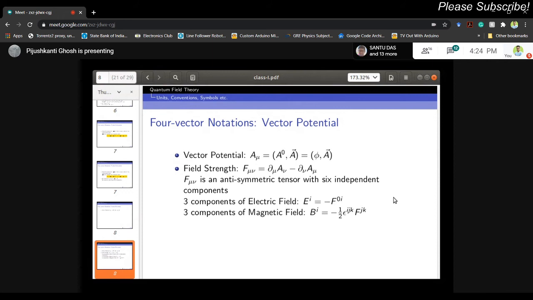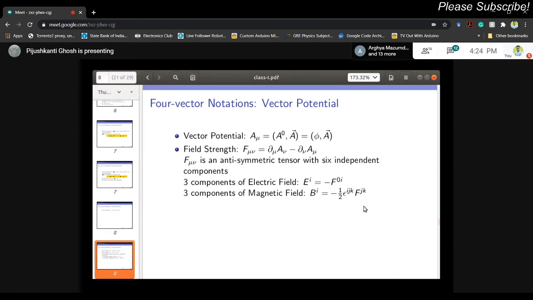What is the definition of electric field in your standard notation? E is equal to minus grad phi minus del A del T, right? So this is reproduced. Similarly, this is defined as minus half epsilon_ijk f_jk. That means this is the magnetic field.